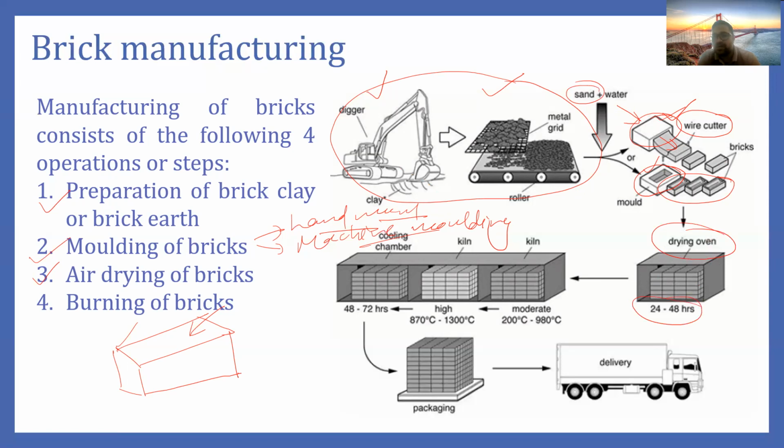So brick will be dried within the 2 days. Now we dry them such that the moisture in the brick is about 5 to 7% by the weight only. Now after drying, so that is the third step in which we dry them. Now after air drying the bricks, the next step is burning of the bricks.